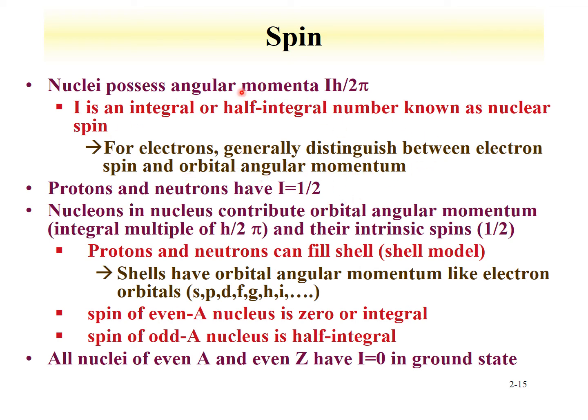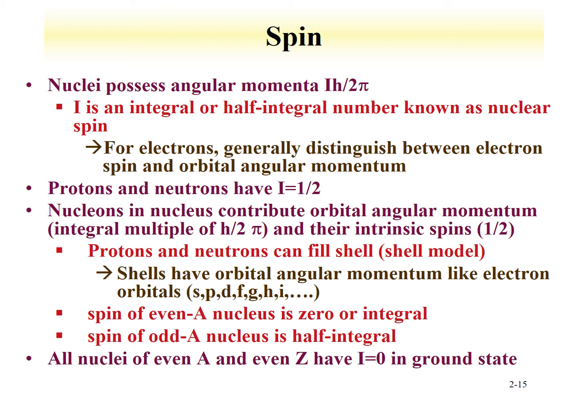So again, what you may have learned about electron spin has correlations with neutron and proton spin. Electrons, neutrons and protons have spin of 1/2, so it's a fundamental property. The nucleons in the nucleus contribute to the orbital angular momentum and the nuclear spins in a nucleus. So basically, what we're going to learn when we talk about the shell model is that the spin of a nucleus is determined by the unpaired nucleons.